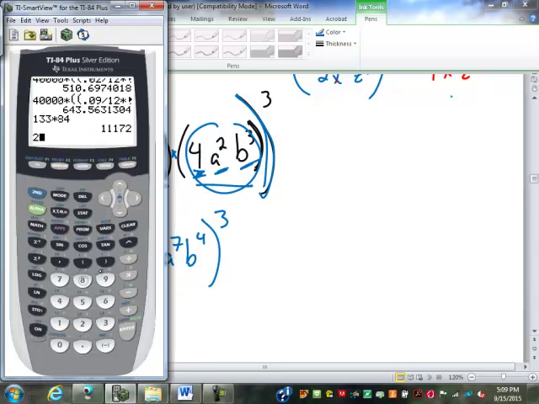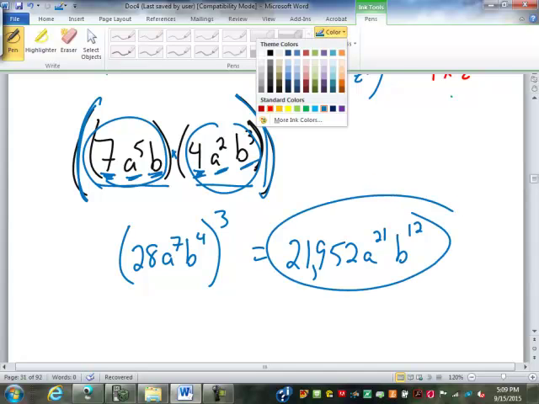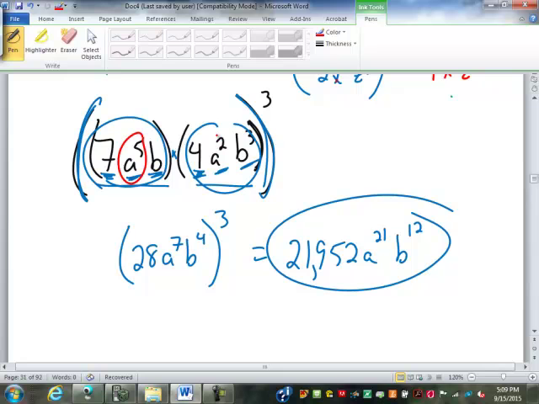So 28 to the 3rd power is big. Perfect. 21,952. A to the 21. B to the 12. The reason I wanted to do that is so you can see here, when I'm doing a to the 5th times a squared, it's 5 plus 2 to make 7. When I'm doing a to the 3rd to the power of 3, it's 7 times 3 to get 21.